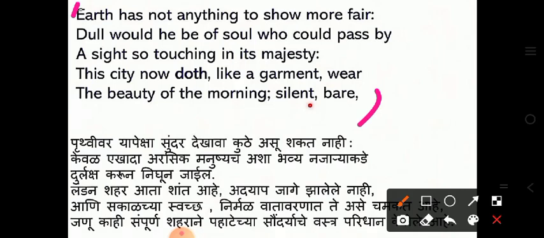Earth has not anything to show more fair. Dull would he be of soul who could pass by a sight so touching in its majesty. This city now doth, like a garment, wear the beauty of the morning; silent, bare.